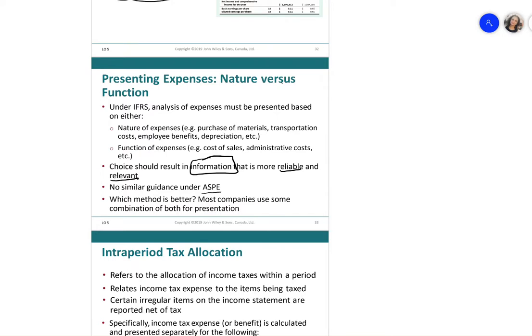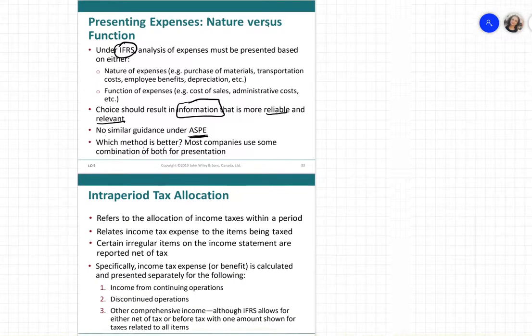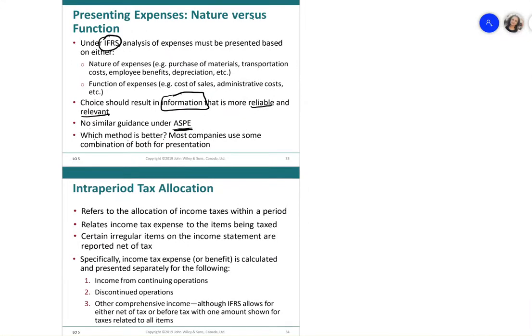There are no guidelines under US GAAP. Only under IFRS can these expenses be separated. Which method is better? It doesn't matter. There's no one better than the other. Most companies use some combination of both. So depending on the company itself, there's no one better than the other.